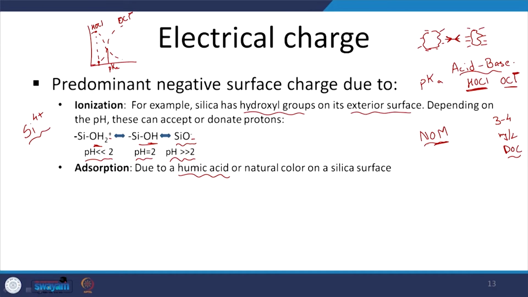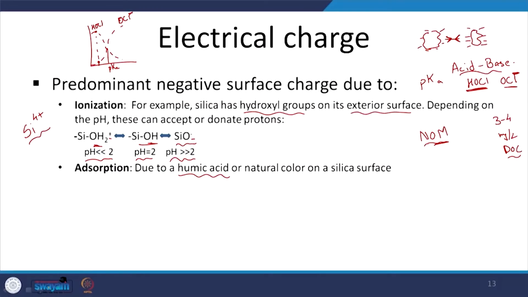In Yamuna it is 12 or so, so it is 3-4 times, which is pretty high. So, this NOM will stay suspended in the water, that is one aspect. But if there are particles, the NOM, natural organic matter, will be adsorbed onto the particles. So, most of these particles which we are concerned about will have natural organic matter adsorbed onto the surface.